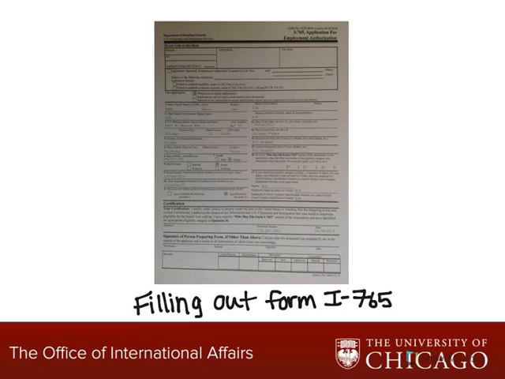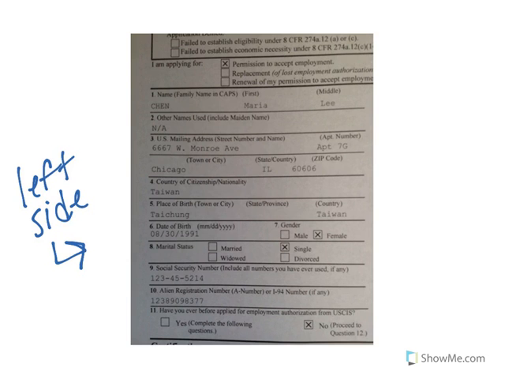The I-765 is the official application for work authorization that you will need to include with your OPT application. This presentation will go through the I-765 line by line so you can learn how to fill out the document. Let's start on the top left side of the document.